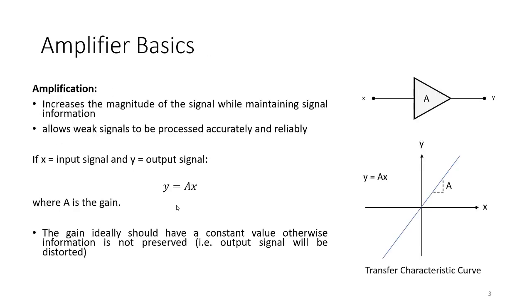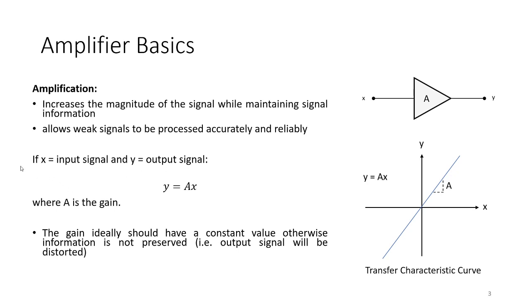First off, amplifier basics. This is just a review from Module 3. The amplifier aims to achieve amplification. So what is amplification? It increases the magnitude of the signal while maintaining signal information. One benefit of this is it allows weak signals to be processed accurately and reliably.